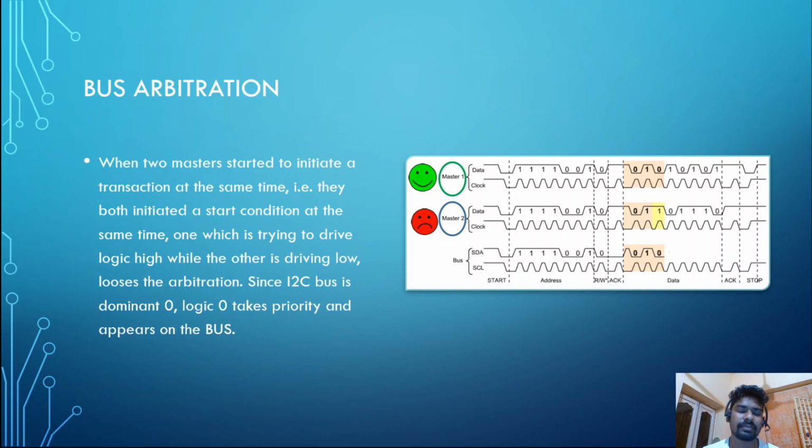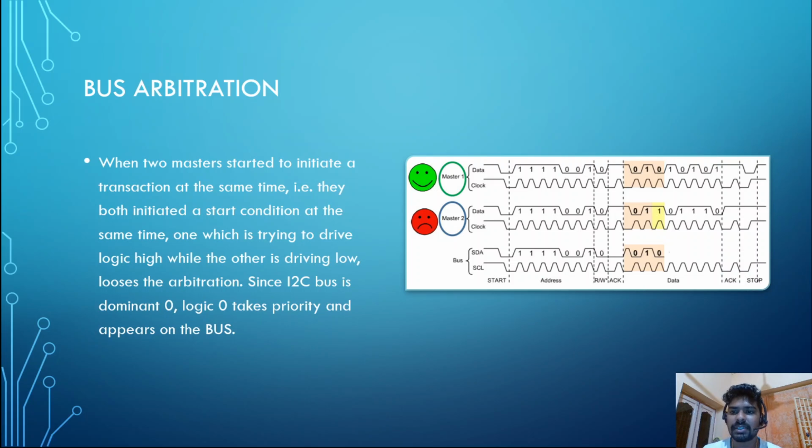Bus arbitration. When the bus is idle and two or more masters are trying to initiate a transaction, they will both send the start condition at the same time, and the bus will be seen with the start condition followed by data put by the different masters. And suppose there is any conflict between the data put by these two masters, then the bus line will be seen as different.